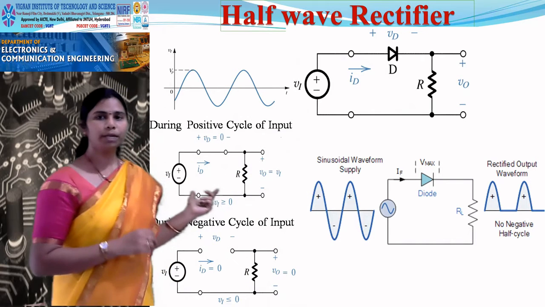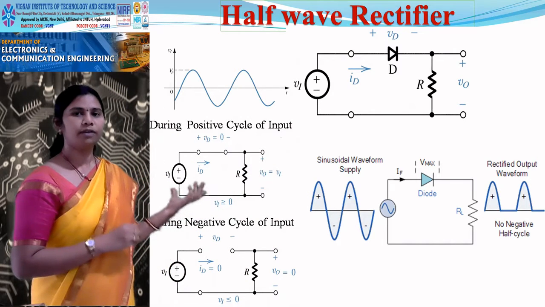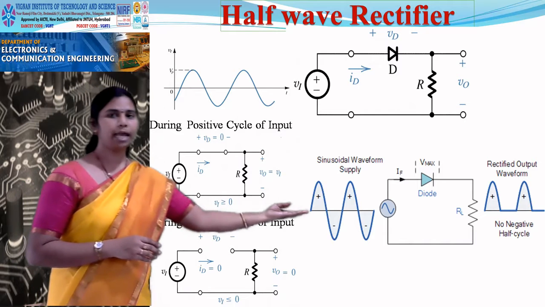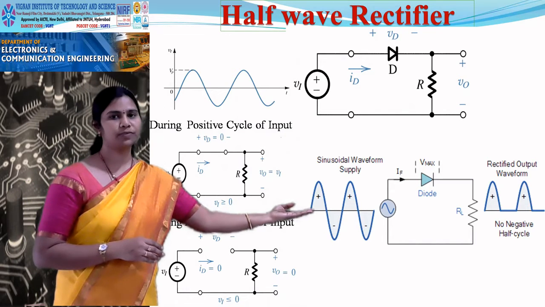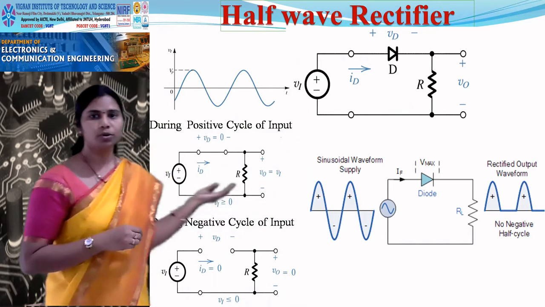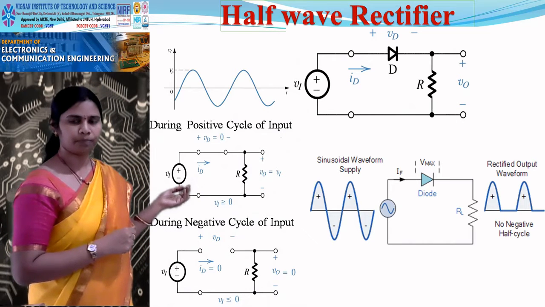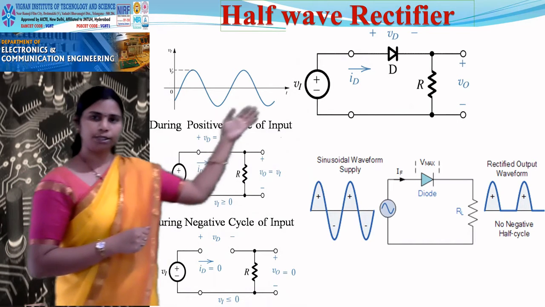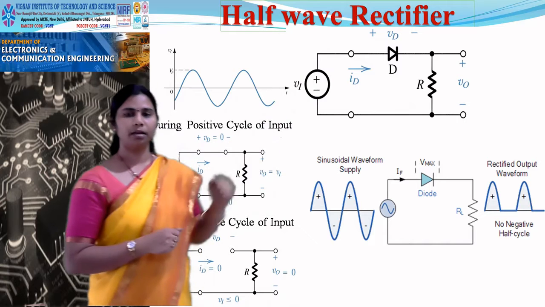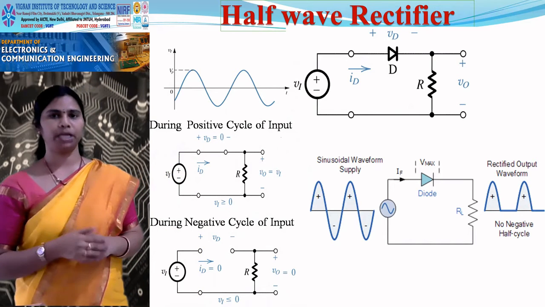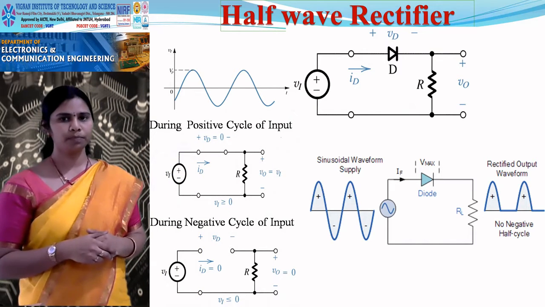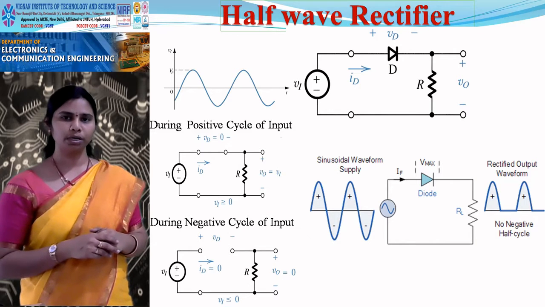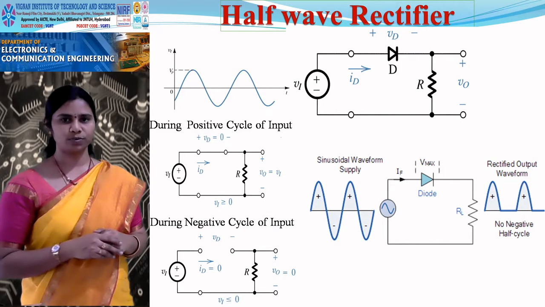Now, during positive half cycle, first we will consider when you apply a positive half cycle. What happens when you apply a positive half cycle? As you apply a positive half cycle, positive is connected to P-type material. When positive is connected to P-type material, the diode will be forward biased. How will it work? It will work like a closed switch, like an on switch. So there will be conduction through the diode.